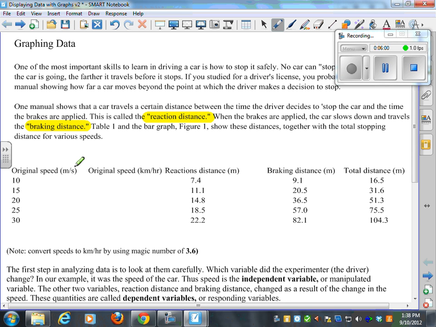Magic number. So what I need you to do is complete this column right here. Take 10, 15, 20, 25, and 30, multiply by 3.6, and tell me what the speed in kilometers per hour is. So 10 meters per second actually is only 36 kilometers an hour, which would be about how fast you should be driving maybe on a residential street, right?